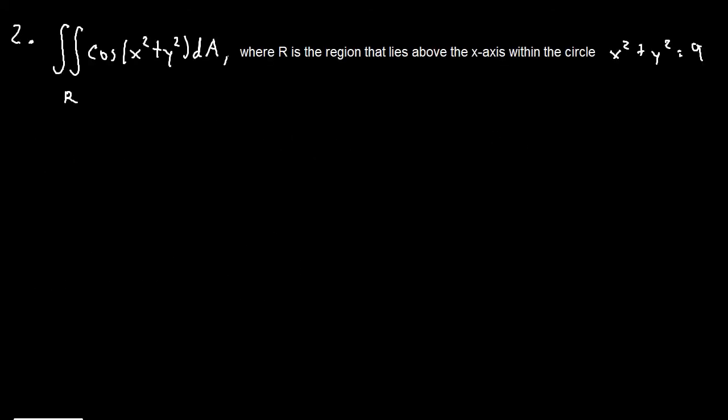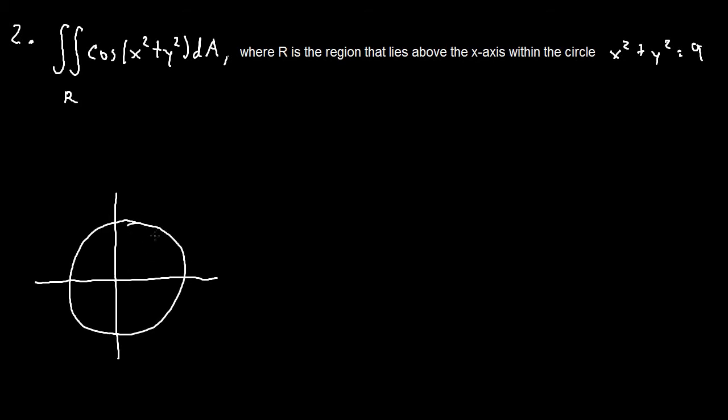So for number 2, let's go ahead and find the double integral of cosine of x squared plus y squared dA, described by region R, where R is the region that lies above the x-axis and within the circle x squared plus y squared equals 9. So if I were to sketch the region here, x squared plus y squared equals 9 is just the equation of a circle with a center at the origin 0, 0 and a radius of 3. So it looks something like this. Now R is going to be the region that lies above the x-axis, but within the circle. So we're basically looking at this shaded region here.